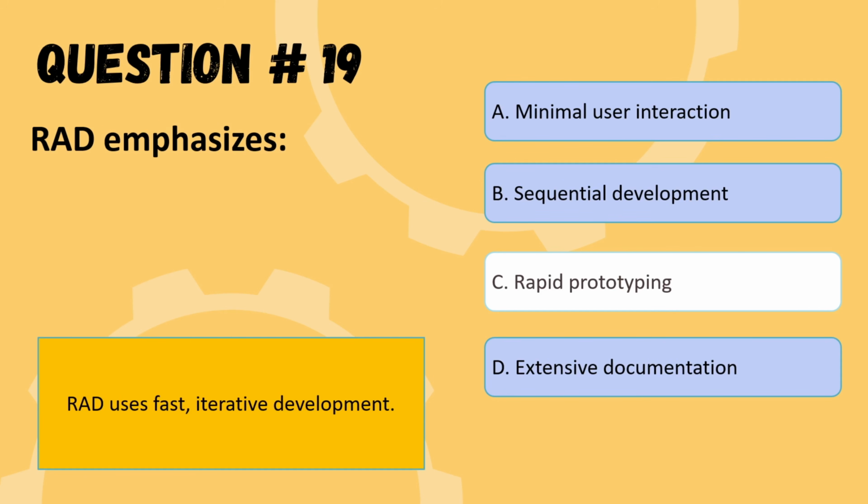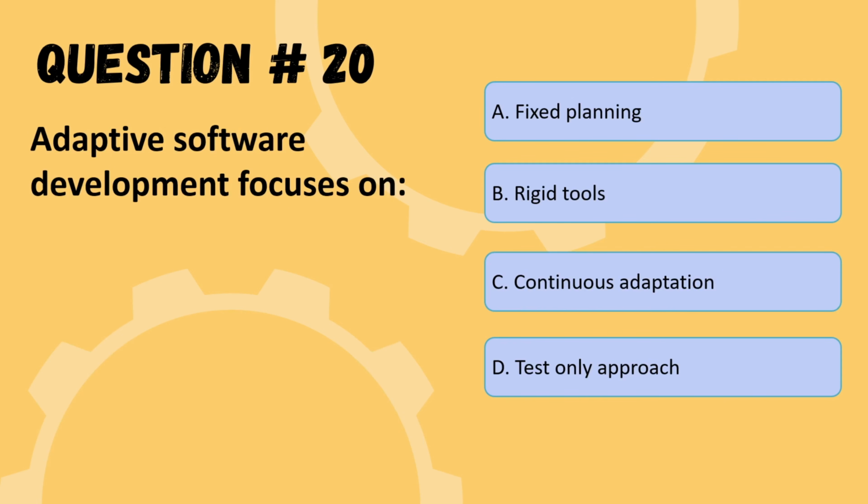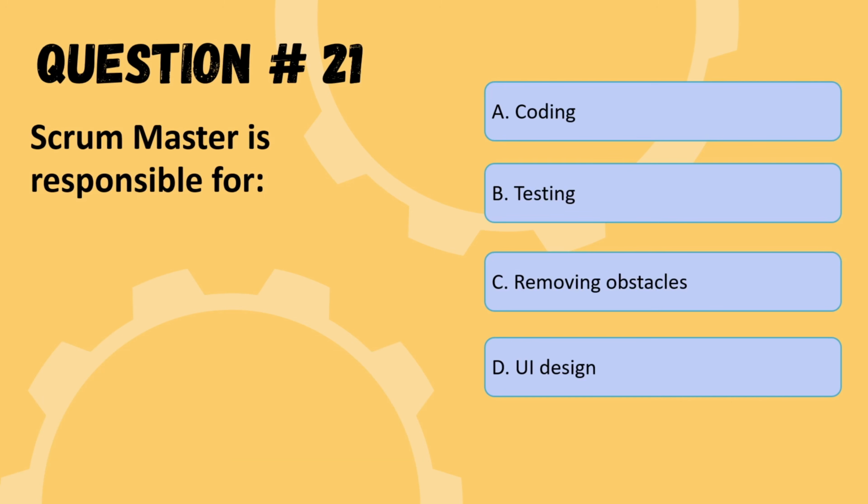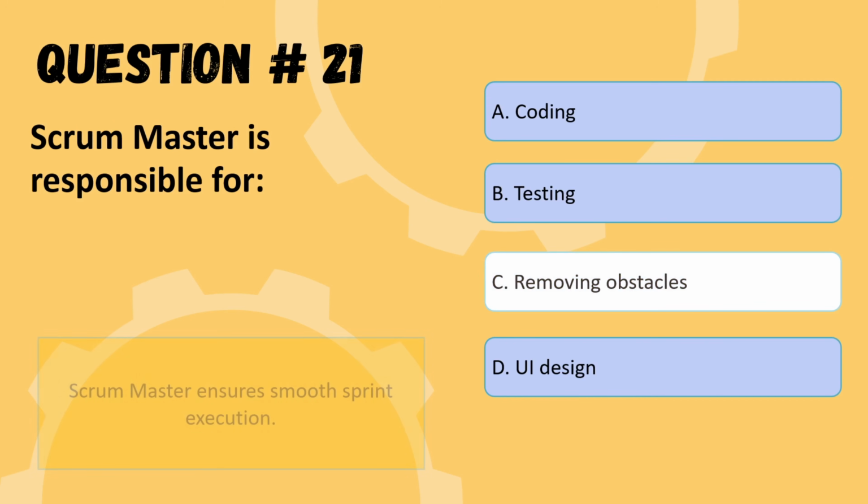Now we are moving to the next question. Next question is, adaptive software development focuses on fixed planning, rigid tools, continuous adaptation, or test only approach. So the correct option is continuous adaptation. So we are moving to the next question. Next question is, Scrum Master is responsible for coding, testing, removing obstacles, or UI design. So the correct option is removing obstacles.